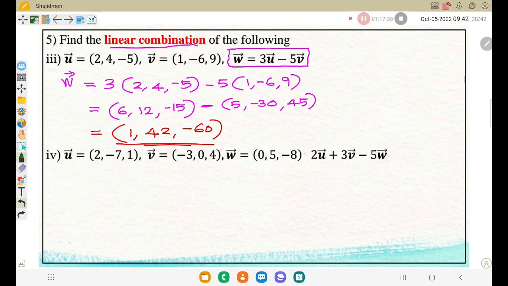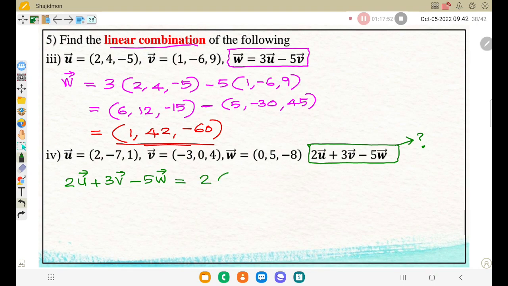Okay, now we will go to this linear combination. We need to calculate this. This is equal to how much? 2 times vector u plus 3 times vector v minus 5 times vector w equals. So 2 times, what is vector u? (2, -7, 1), plus 3 times, what is vector v? (-3, 0, 4), minus 5 times vector w, that is (0, 5, -8).